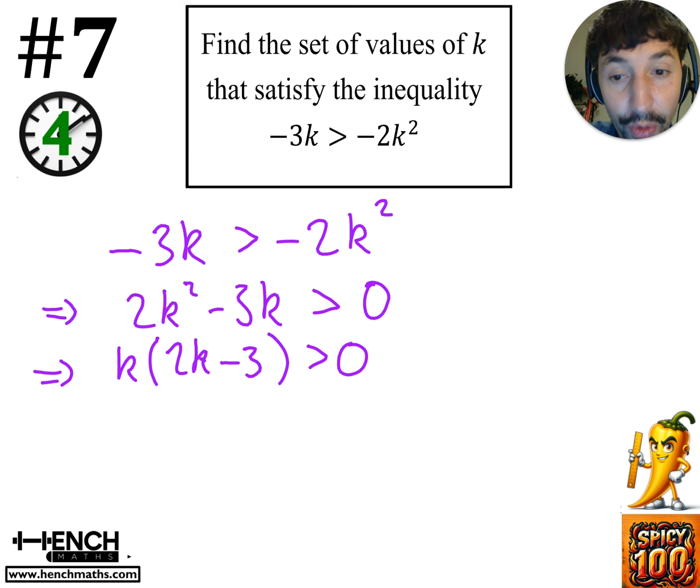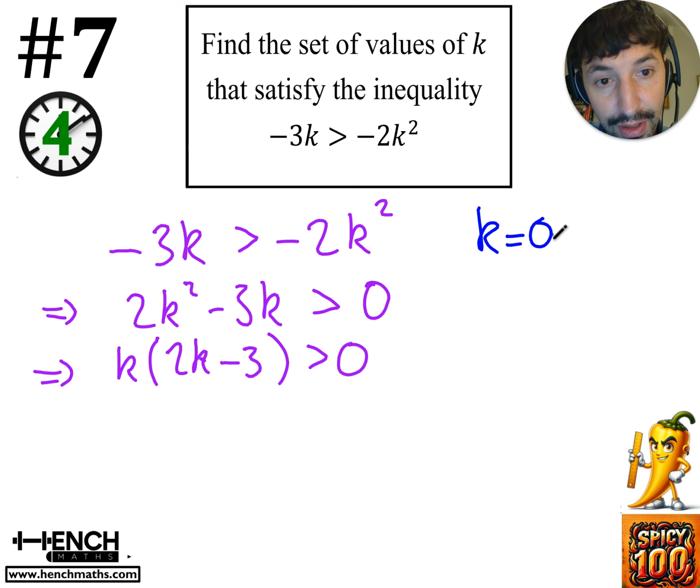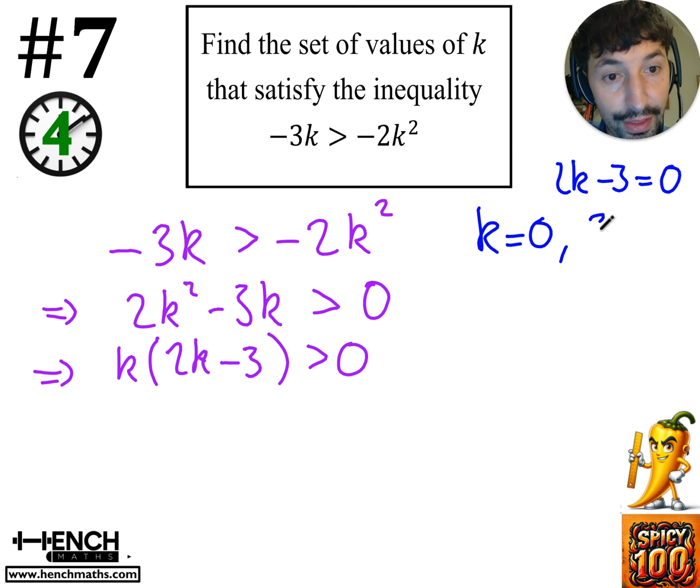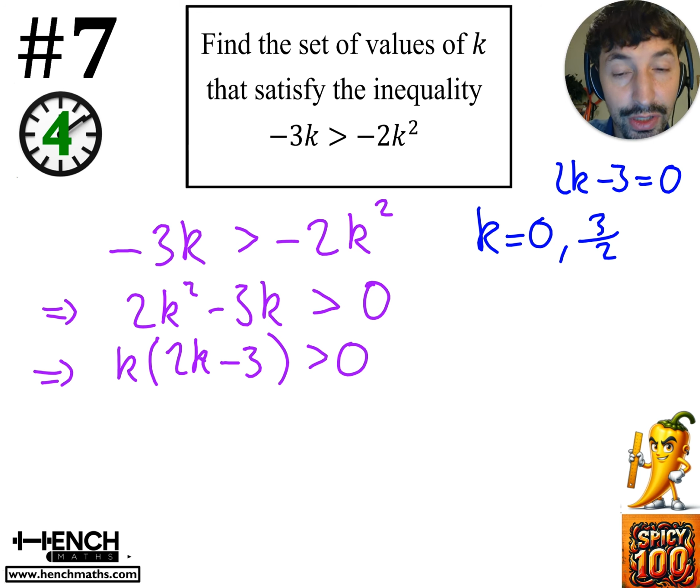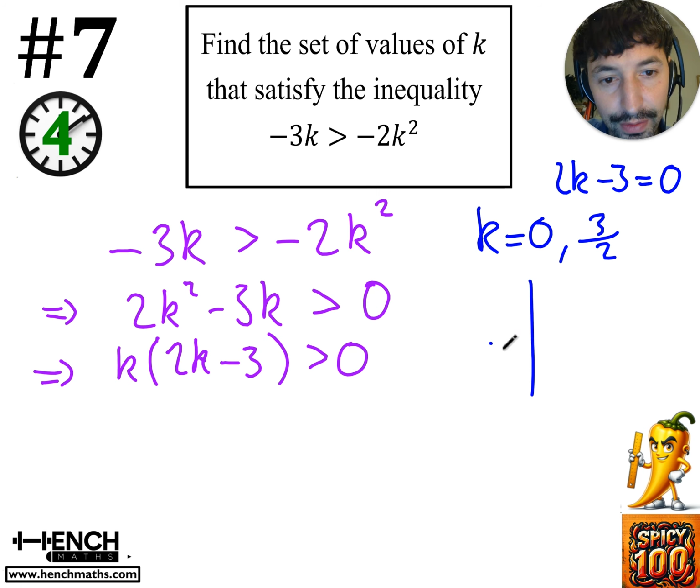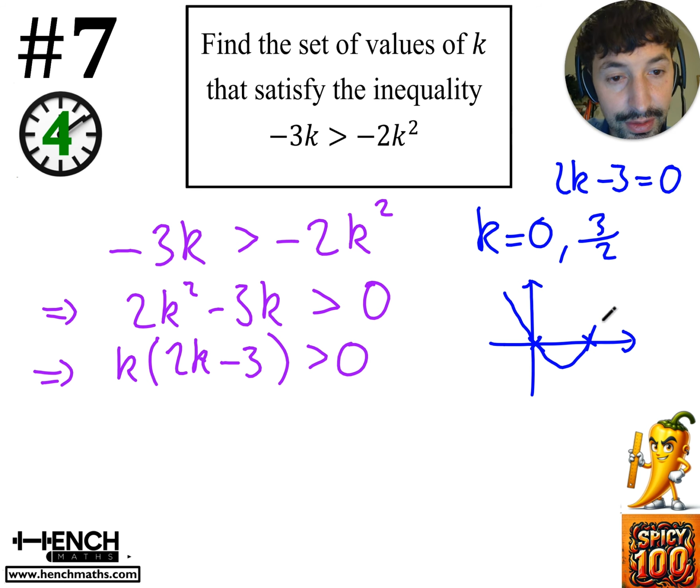However, if we imagine that we were going to do that, if this was equal to 0, we would get k equals 0, and from 2k subtract 3 equals 0, move the 3 over, divide by 2, you get k equals 3 over 2. Now these aren't our solutions, but these are important values. So if we now imagine sketching this as a quadratic curve, a parabola with a U shape crossing at these two values, this will help us to picture the set of values which would satisfy our inequality.